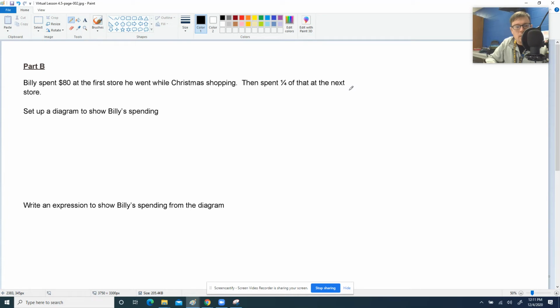All right. So let's set up a diagram to show what Billy spent. So Billy spent at the first store, let's use this tape diagram. This is how much he spent at the first store, and we actually know what that equals. We know that that is $80. And then he goes to the next store and he spends 1/4 of that. So we're going to split this $80 up into quarters. All right. And I'm going to draw this next box to represent how much he spent all together.